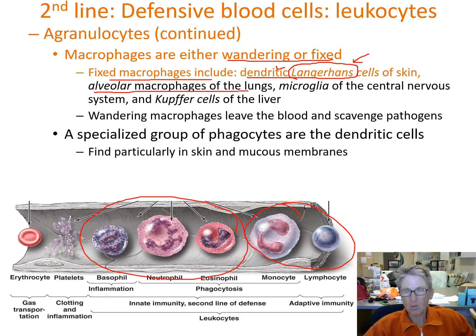Alveolar macrophages in the lungs. If you find a macrophage in the central nervous system, it's microglia. If you find a macrophage in the liver, they call it a Kupffer cell.